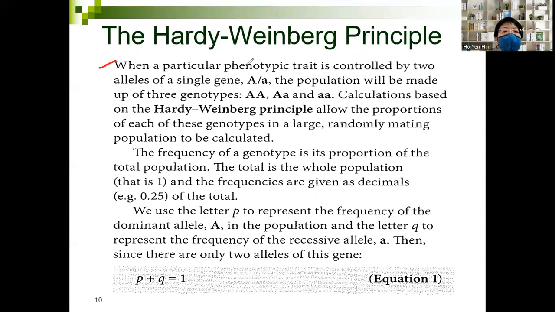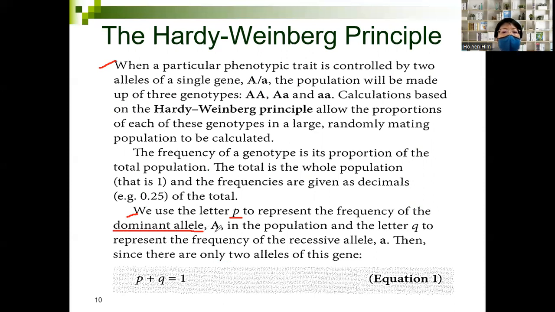So the total, when you add up the proportions, will be exactly 100%, which equals 1, represented by 1. Okay, and the frequencies are given in decimal, like probability, right? Probability 100% is 1, right? 25% is 0.25. Okay, so we use the letter small p to represent the frequency of the dominant allele.